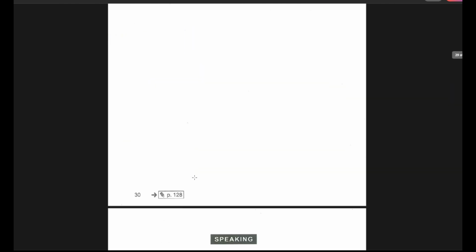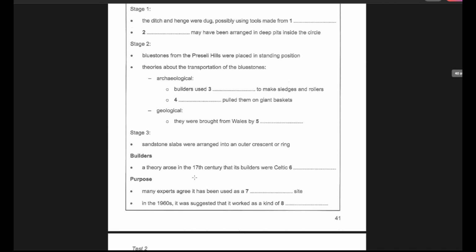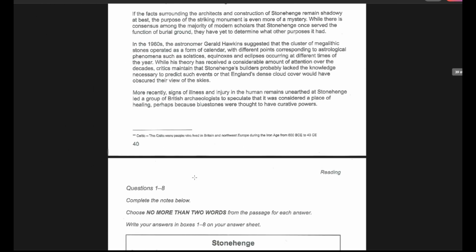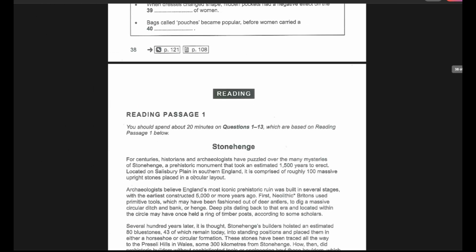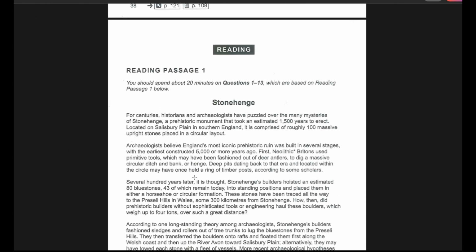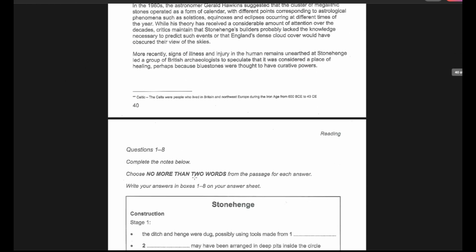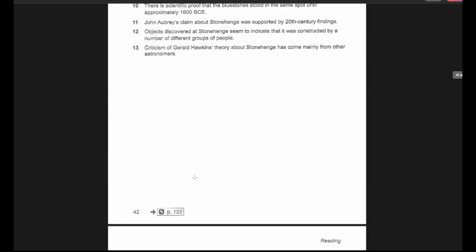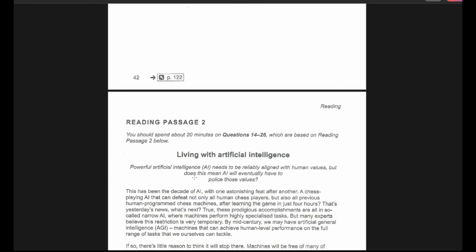Let's try another reading exam. Let's run the same process on this exam. This is also an academic reading test. The first section has fill in the blanks type of questions and true, false, not given type of questions.